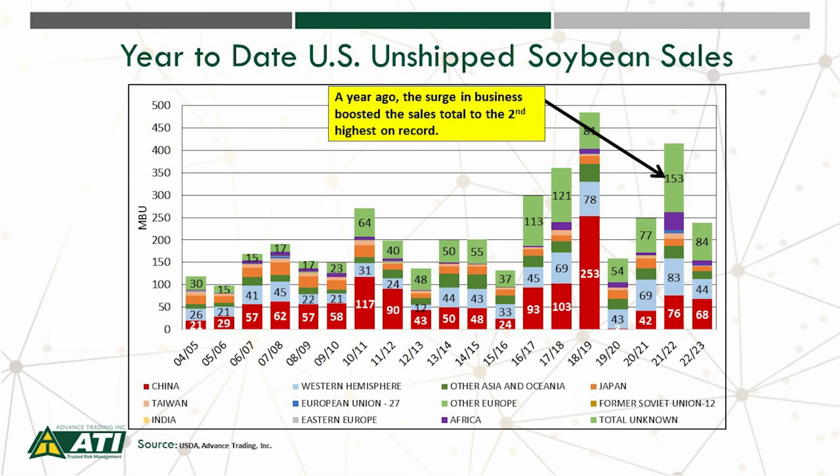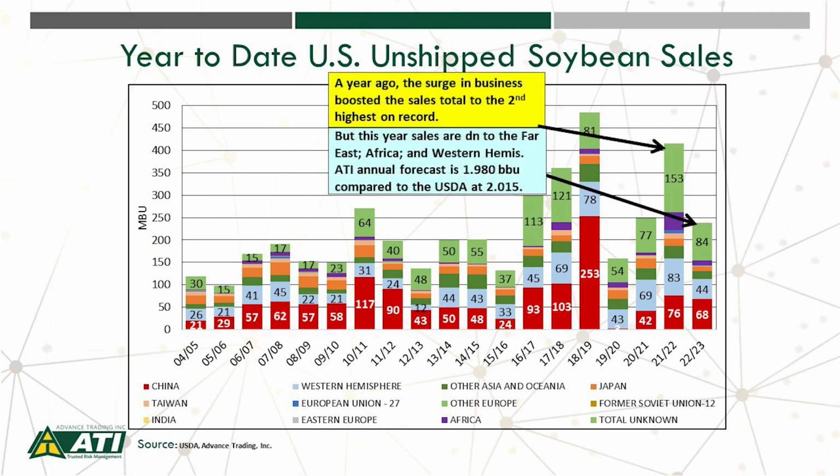Looking now at year-to-date U.S. unshipped soybean sales by destination. Look at last year. A surge in business boosted unshipped sales to the second highest level on record. But here's the key thing to highlight. This year, sales are far lower to the Far East, Africa, and Western Hemisphere destinations. So, in a nutshell, ATI's annual forecast is only 1.98 billion bushels. That's 35 million bushels less than what the USDA is projecting.